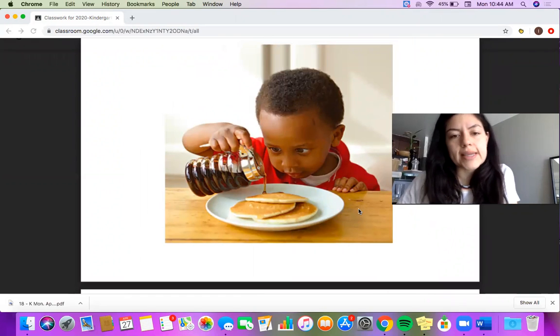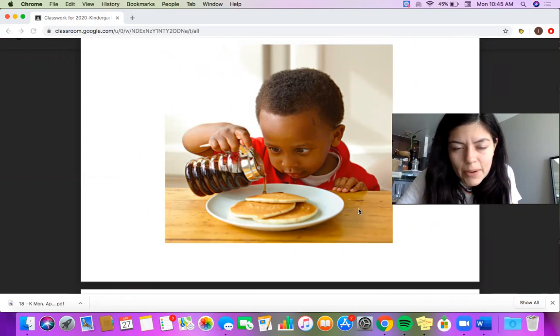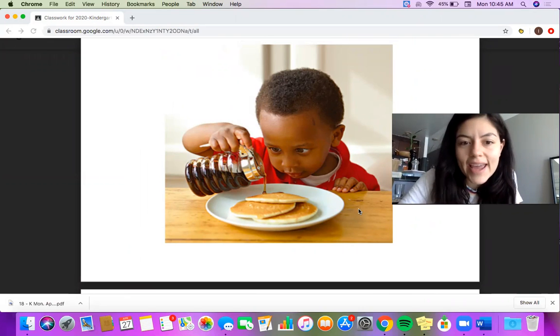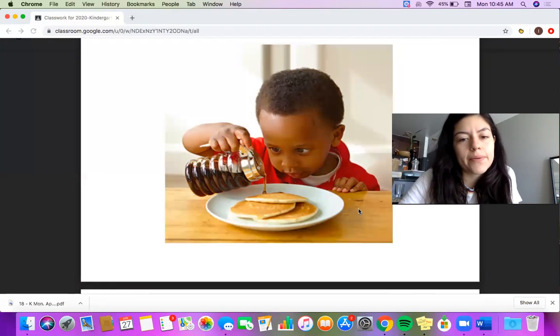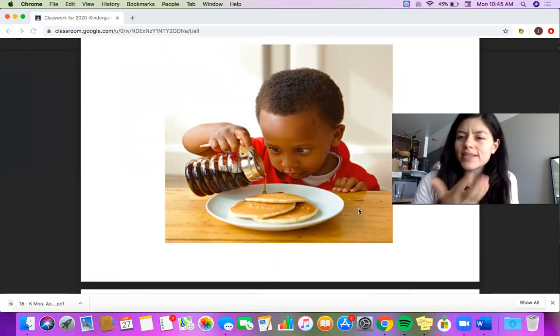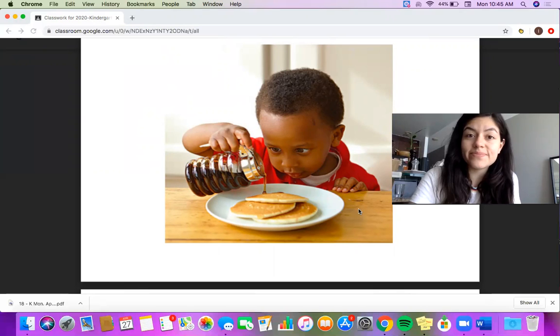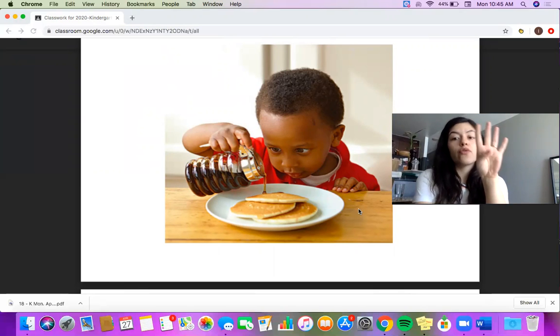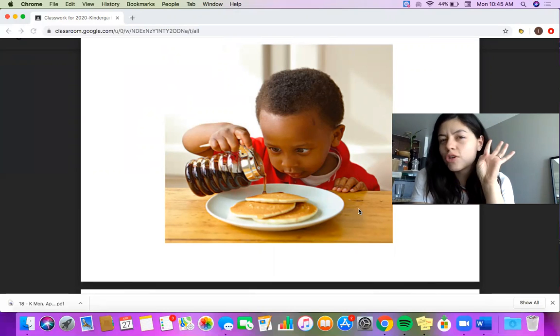Here, what do we see? A very cute little boy, and he is about to have some delicious pancakes with maple syrup. Now, what time of the day would this kind of activity be happening? Remember, we have 4 different types of day, and we learned about them yesterday. Do you remember what they are?